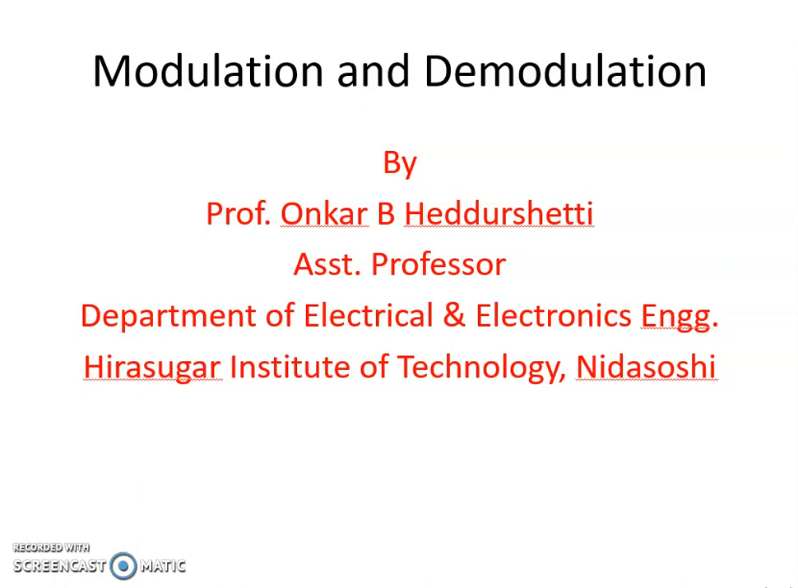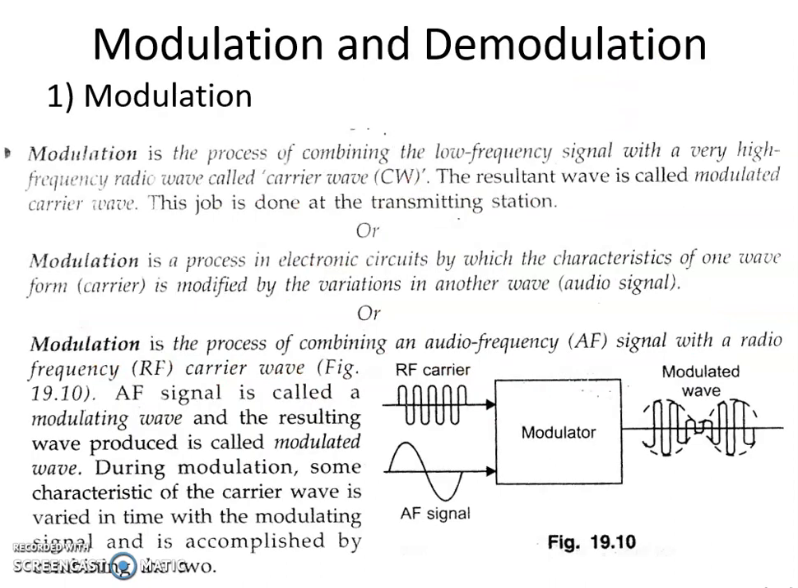In such cases, the frequency spectrum of the signal may be translated by modulating a high frequency carrier wave with the signal. So in order to transmit and receive the intelligence successfully, the processes called modulation and demodulation are used. Now let us discuss what we mean by modulation and demodulation. Let us first discuss modulation.